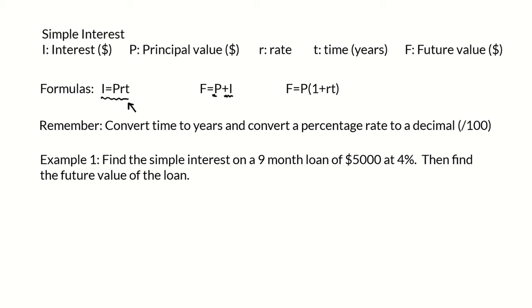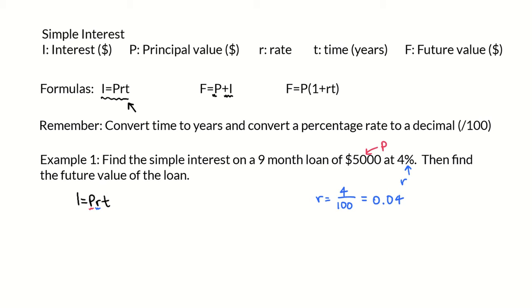So example 1, find the simple interest on a 9-month loan of $5,000 at 4%. Then find the future value of the loan. So we want to use the interest formula for simple interest, I equals PRT, where our principal is the starting amount of $5,000, and the R, the rate, is 4%, but we need to change that to a decimal. So the R is going to be the 4% divided by 100, so it will be 0.04.